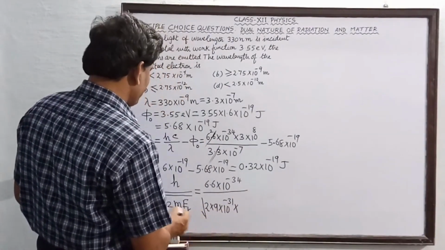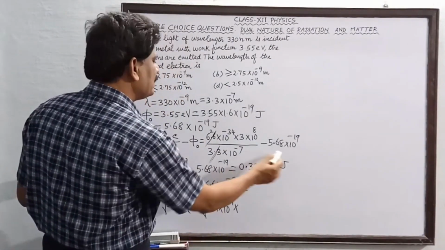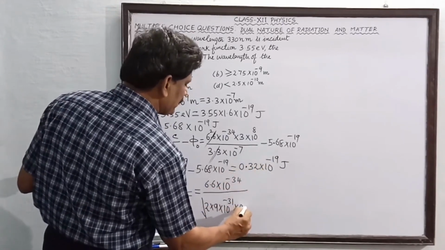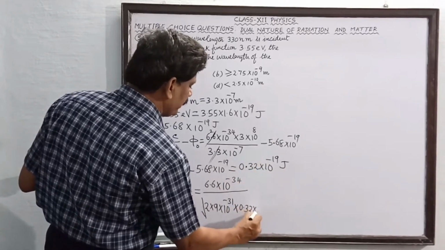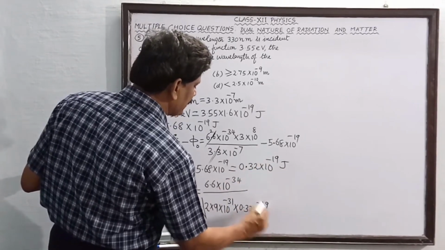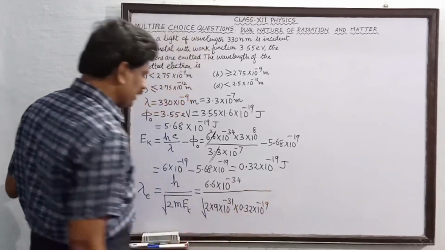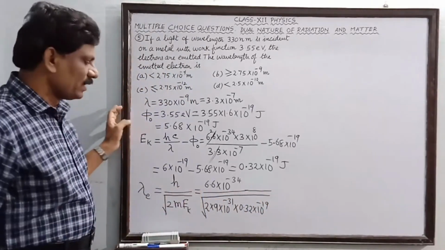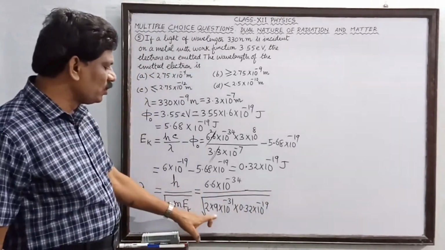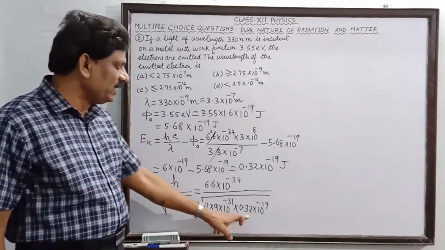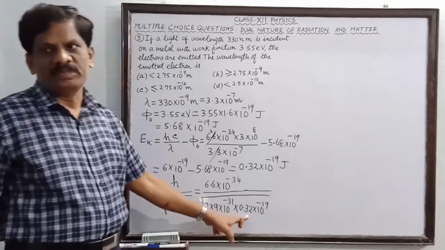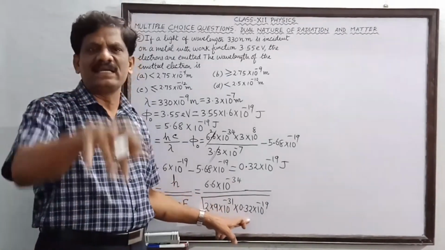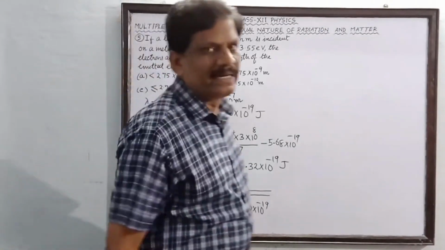So what is the value of kinetic energy we have got already? 0.32 into 10 to the power of minus 19. Understand? So we are taking the square root of the denominator. So now you see that 9 2s are 18, 18 into 0.32. So 18 into 0.32 means it is a number less than 18 only. We have to take a calculator and find out.